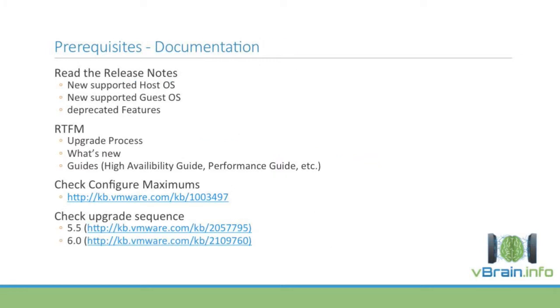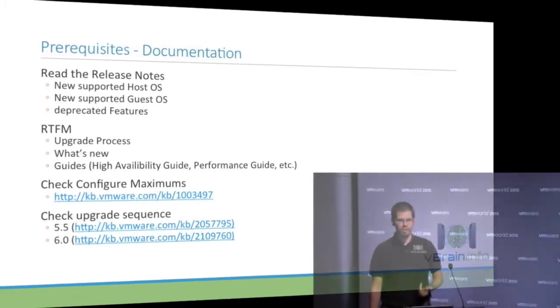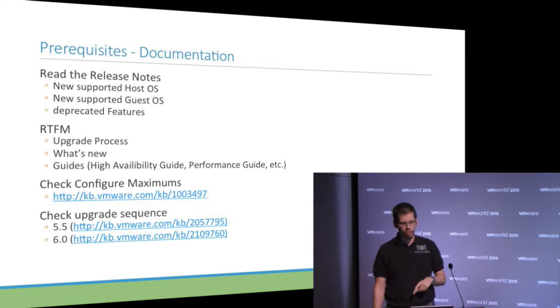I think this is one of the most important parts. Read the release notes, because in the release notes you get an idea which new OSs are supported, which new host OSs are supported, and which features may be deprecated. Because if you upgrade from 5.5 to 6.0, you will miss application HA, because application HA is deprecated in 6.0. So if you want to use application HA, you need to stay at 5.5.